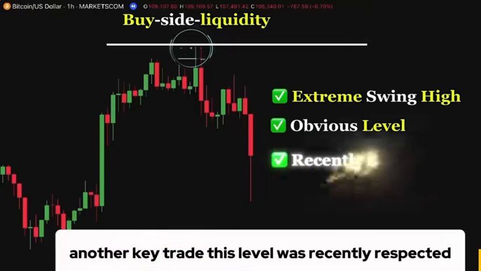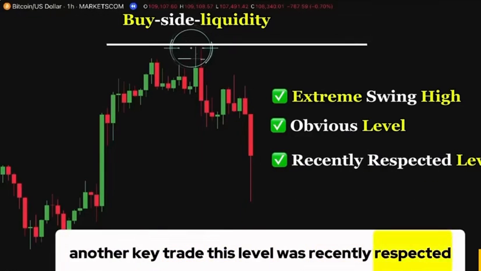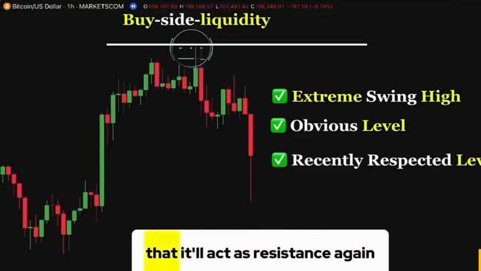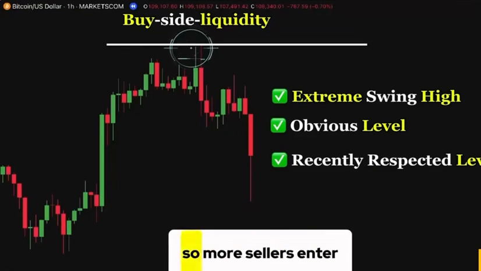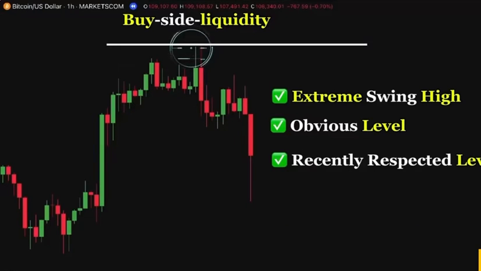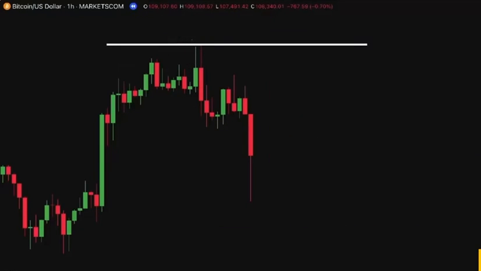Another key trait? This level was recently respected. Price reacted here just a short time ago, which gives traders even more confidence that it'll act as resistance again. So more sellers enter, and more stop losses get placed just above. Now watch what happens.